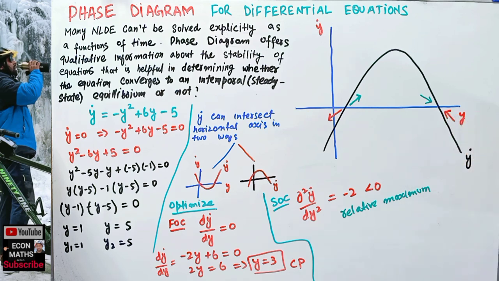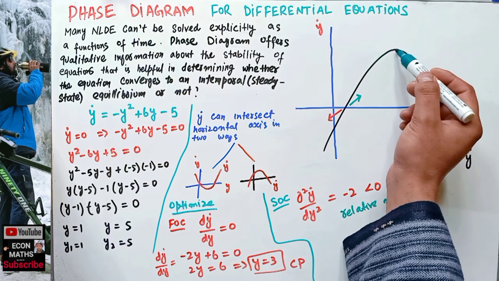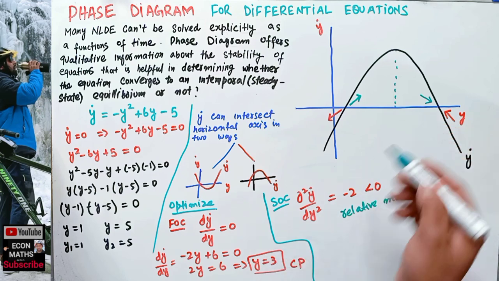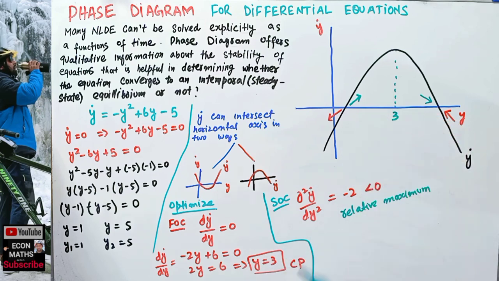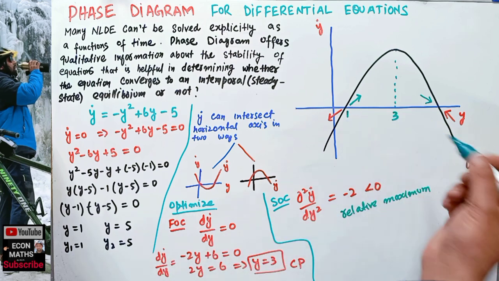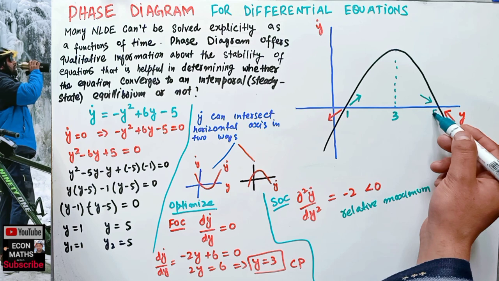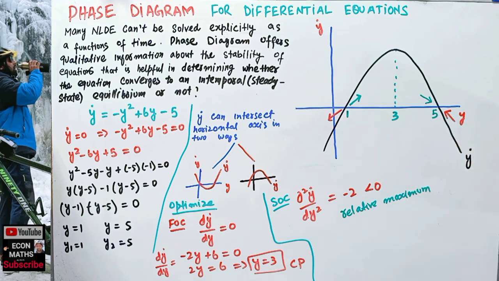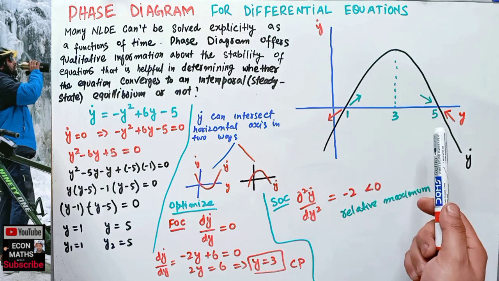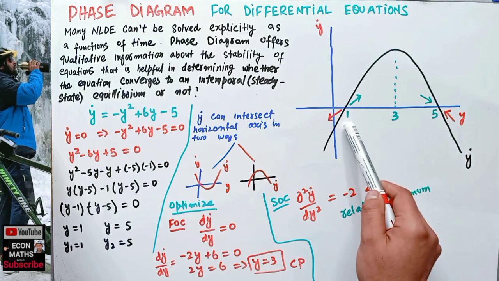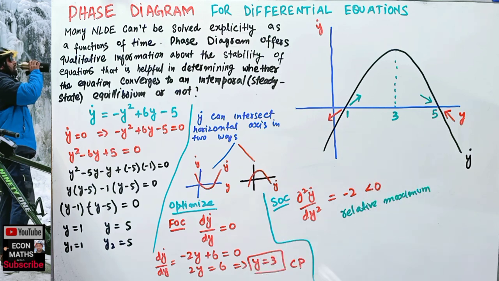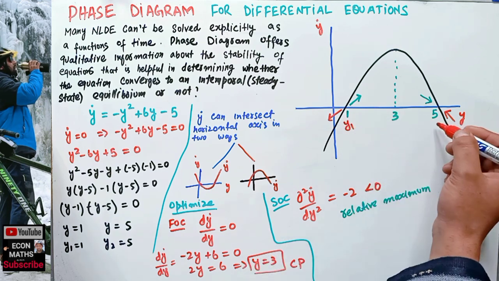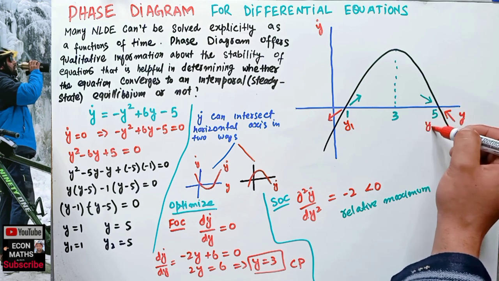What was our critical point? And let us see here, the critical point is 3. At this point we got two values, y1 is equal to 1, and y2 is equal to 5. Now we observe the direction of the arrows of motion. Here, this is our y1, this is our y2, this point y2.